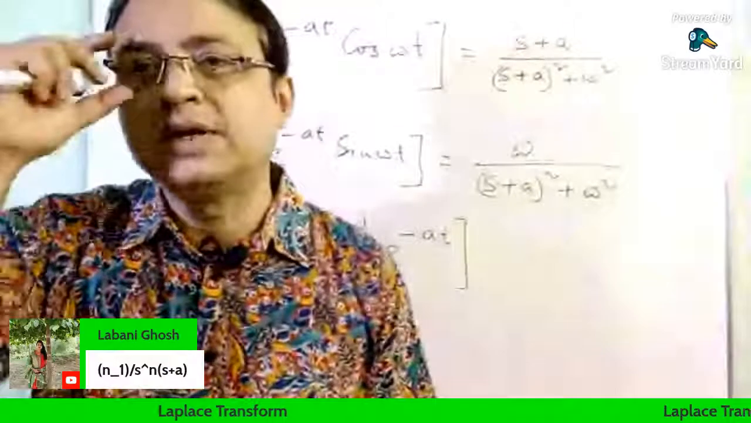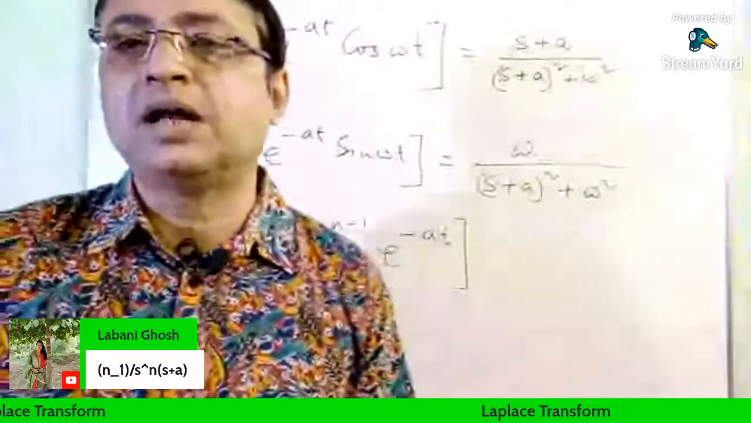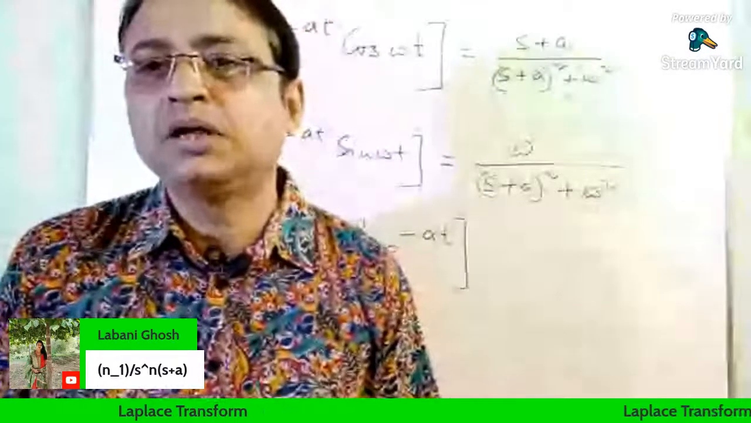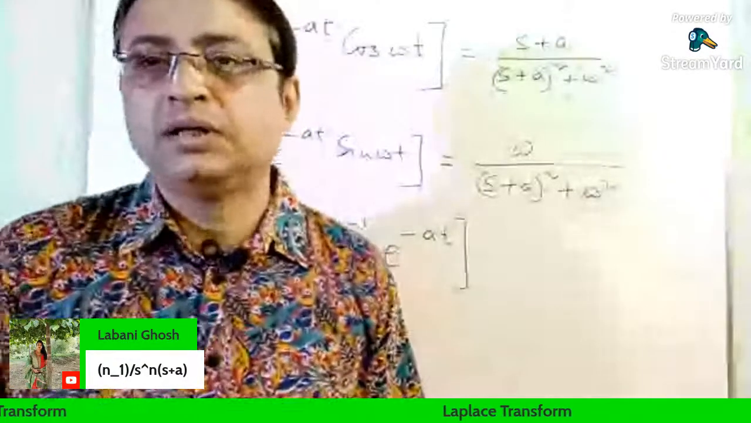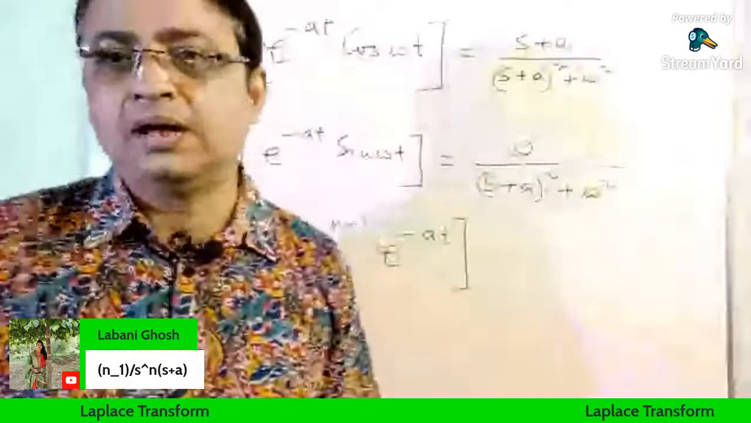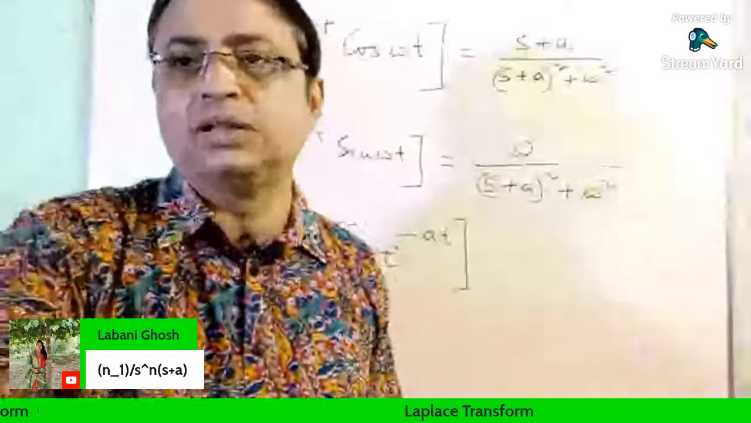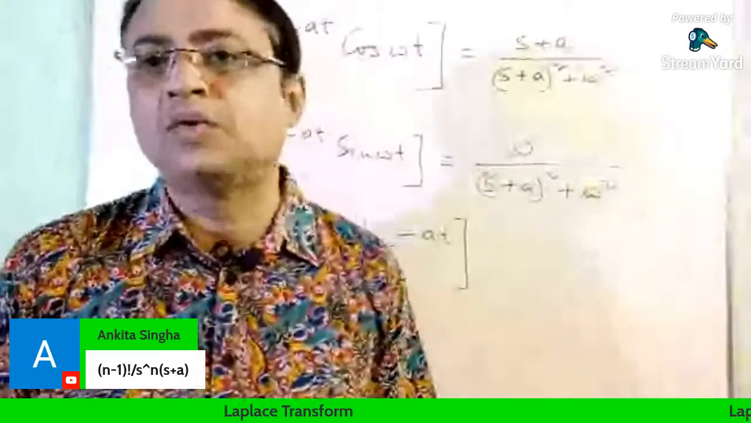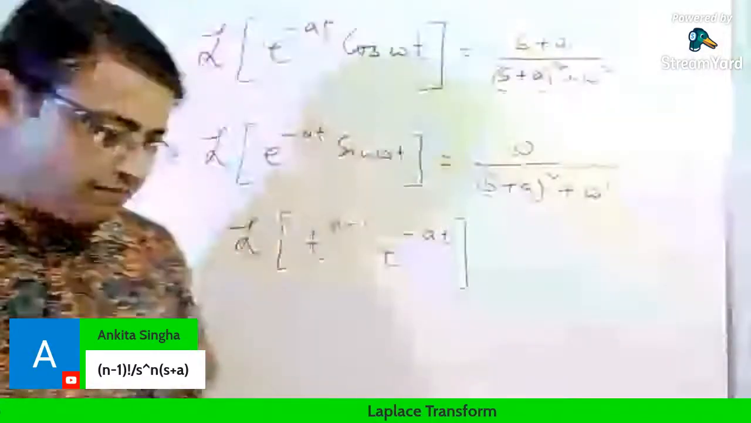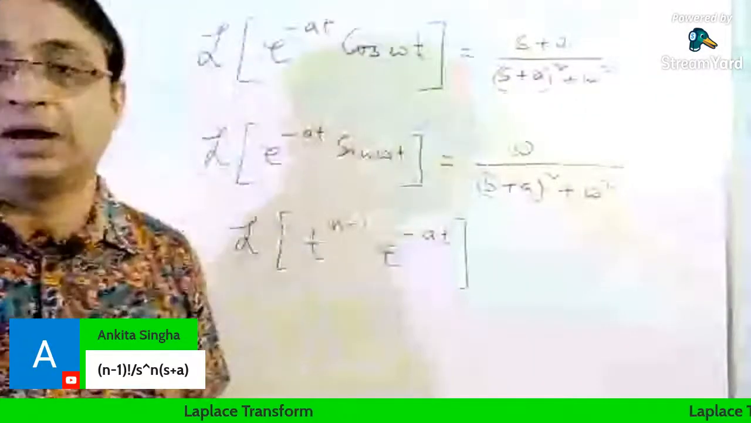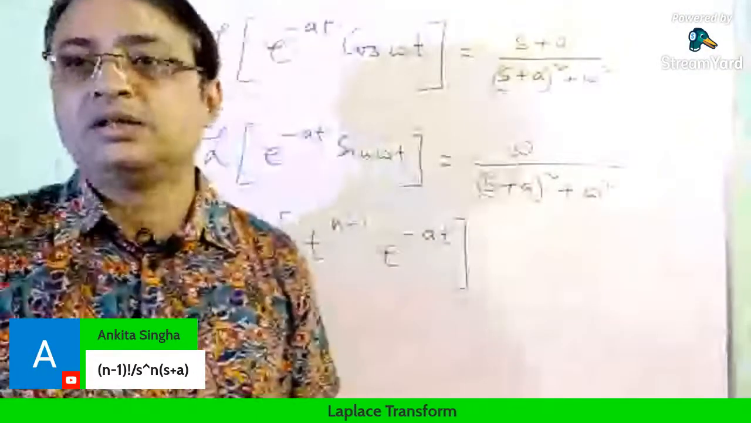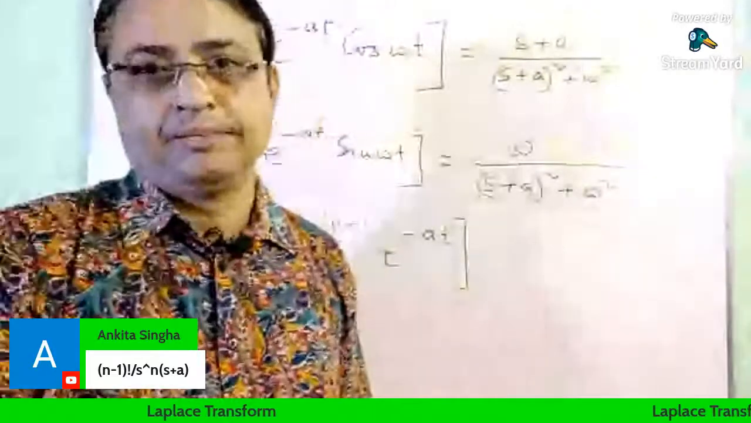So Laboni gives the result, as Ankita also gives the result. Laboni gives the result as n minus 1 by s to the power... I think you have some problems. n minus 1. So Laboni, I think it will be n minus 1 factorial. Ankita typed it as n minus 1 factorial. Yes, it is n minus 1 factorial, because the value for t to the power n minus 1 was factorial n minus 1 by s to the power n.